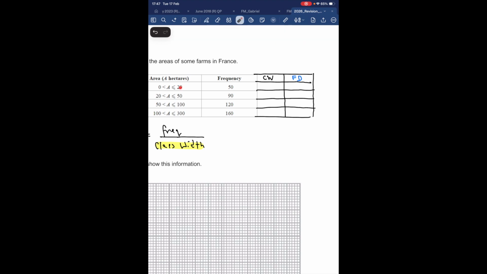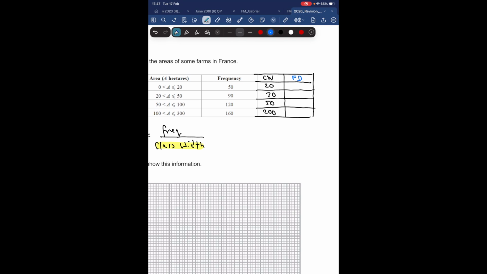Now, the class width is the difference between the upper and lower bounds for each group. So 20 take away 0 will give me 20. That's my first class width. The difference between 50 and 20 is going to give me 30. That's my second class width. The third one, the difference between 100 and 50, is going to be 50. And then the last class width, the difference between 300 and 100, is going to be 200.